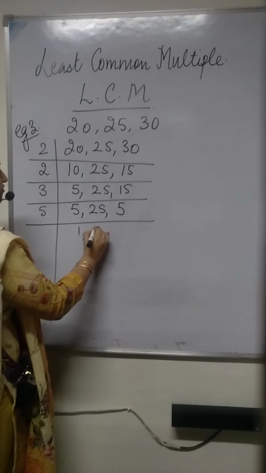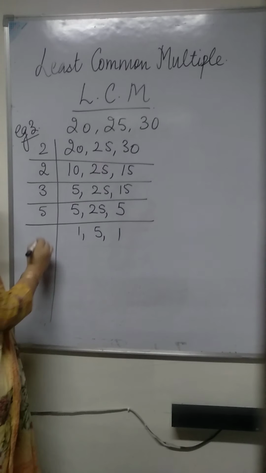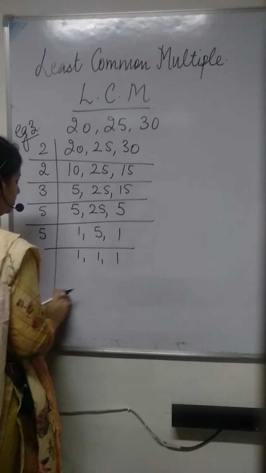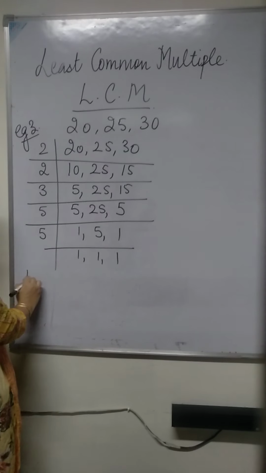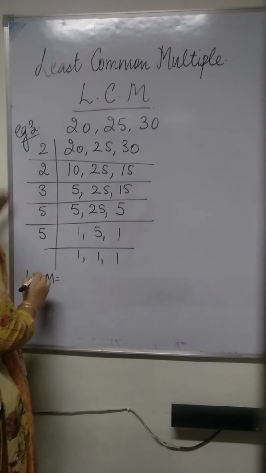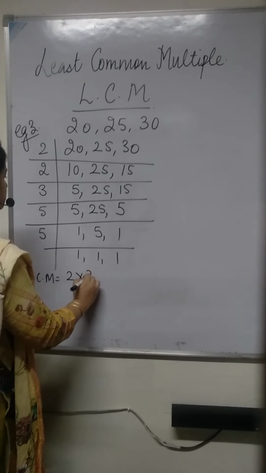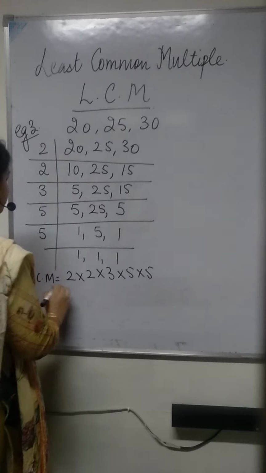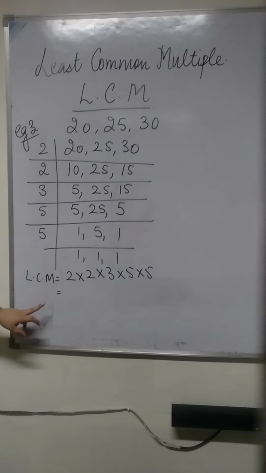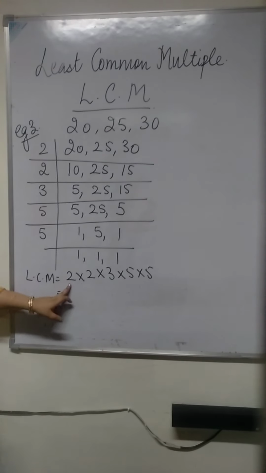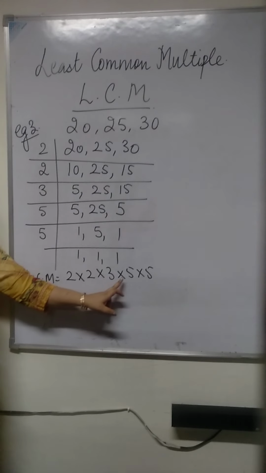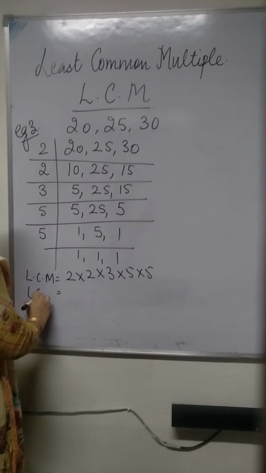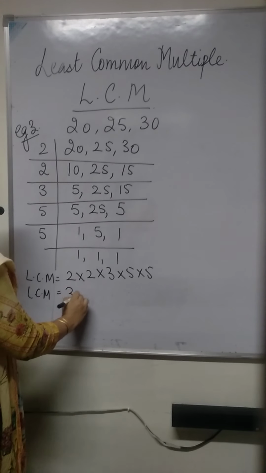Now you can use the next prime, that is 5, because all the 3 numbers are divisible by 5 now. 5 1s are 5, 5 5s are 25, 5 1s are 5. Then at the last we have 1, 1 and 1. So the LCM will be, if you multiply all these prime factors, 2 into 2 into 3 into 5 into 5, after multiplication you will see the answer comes out to be 300. 2 2s are 4, 4 3s are 12, 12 5s are 60 and 60 5s are 300. So LCM of the given 3 numbers is 300.